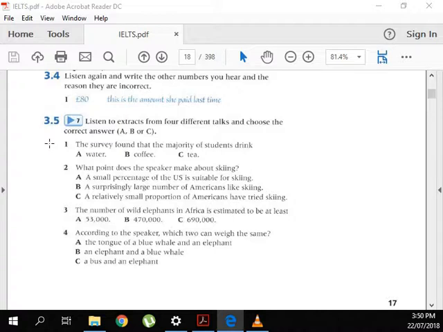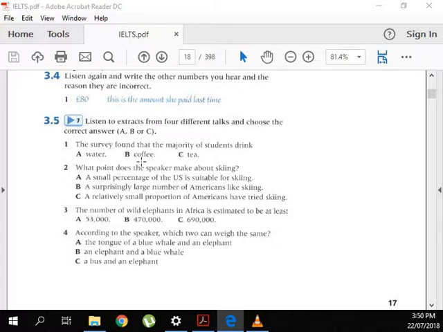Okay, third. The number of wild elephants in Africa is estimated to be at least 470,000, because it's saying at least. Yeah, it's between 470 and 690, but because it's saying at least, that's why we're answering 470,000. Okay. Fourth one. According to the speaker, which two can weigh the same? Yeah, excellent. The tongue of a blue whale and an elephant.